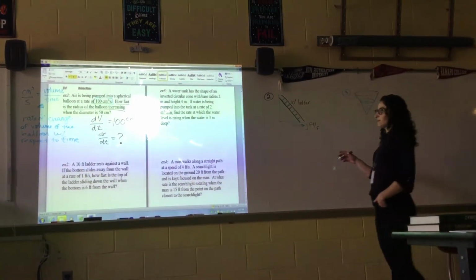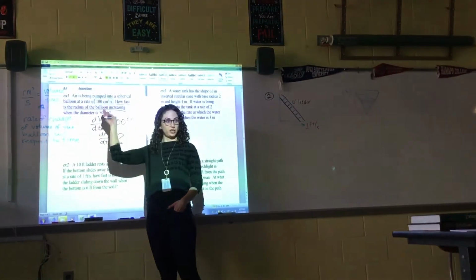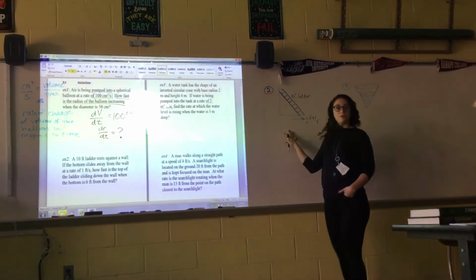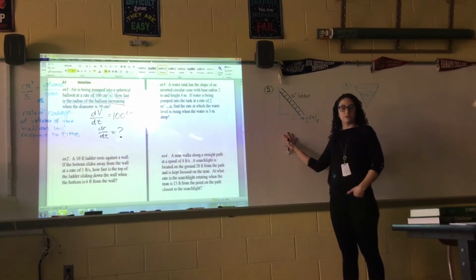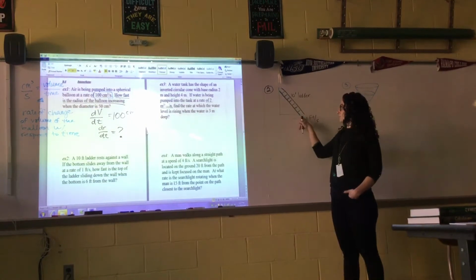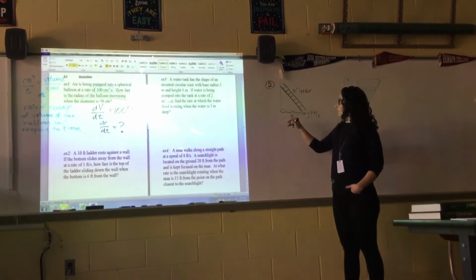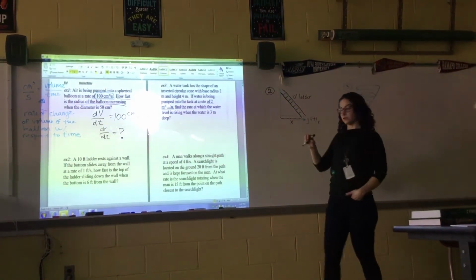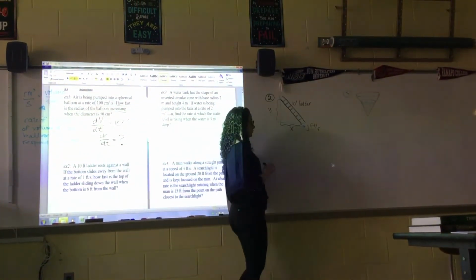So my variables for number 1, my volume and my radius were both changing, right? What's changing in this ladder situation? Which distances? What are you calling x right now? From the wall to the base of the ladder, we'll call that x. And then what other distance is changing? Y. The top of the ladder to the floor, which I'll call y.